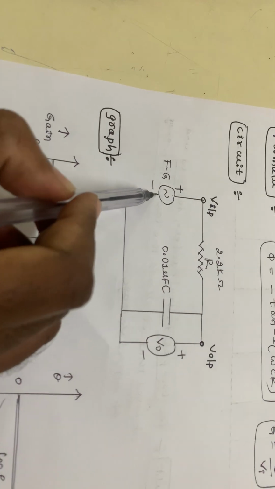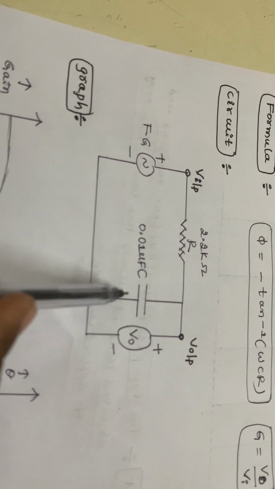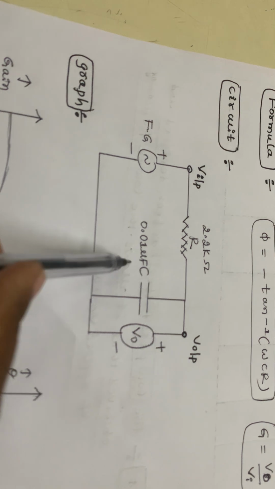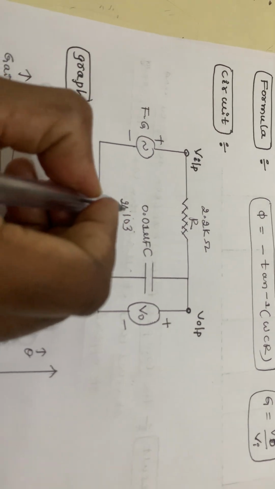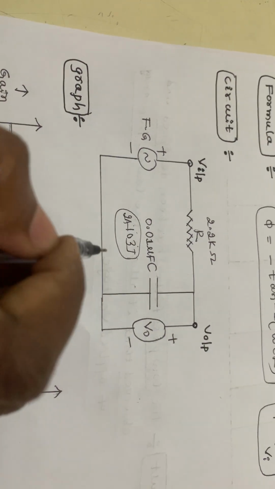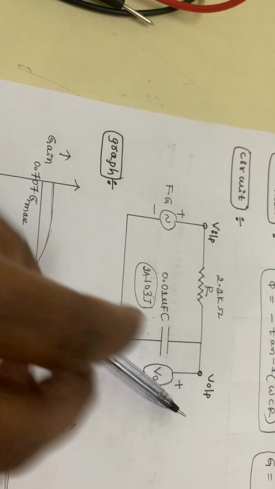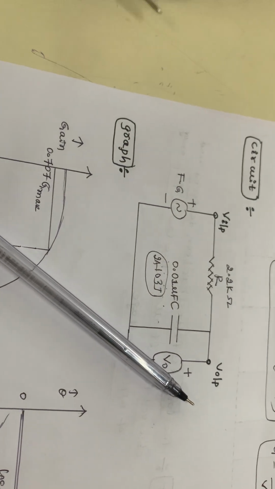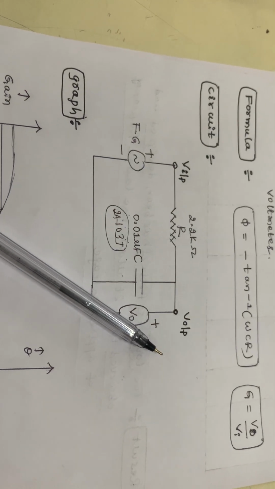So for this, what components are we going to take? First is a signal generator, a 2.2 kilo ohm resistor and a 0.01 microfarad capacitor. 0.01 means 103, so you have to take a 2A 103 J capacitor, that is a 0.01 microfarad capacitor. Once you have 2.2 kilo ohms, you have to check it in the multimeter.